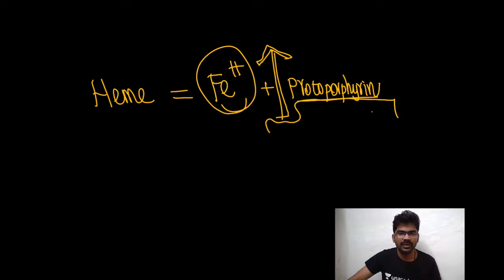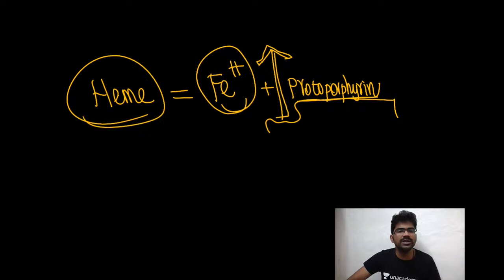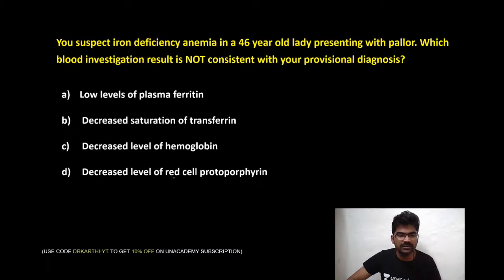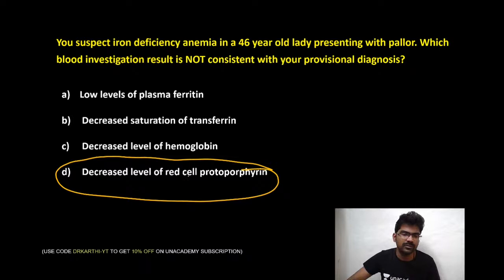So increased free protoporphyrin in RBC, right? Otherwise, you won't have free protoporphyrin. Protoporphyrin is usually bound to iron to produce heme. So in hemoglobin, that is how it should exist, right? So increased should be there. So decreased is contradictory, right? It should be increased red cell protoporphyrin. Okay, so I hope you got this.